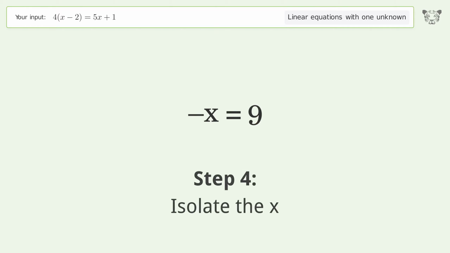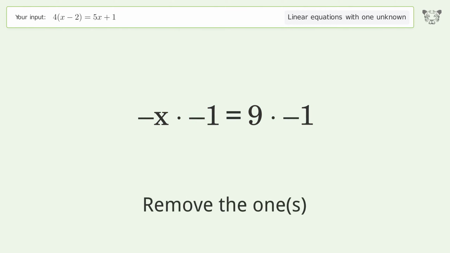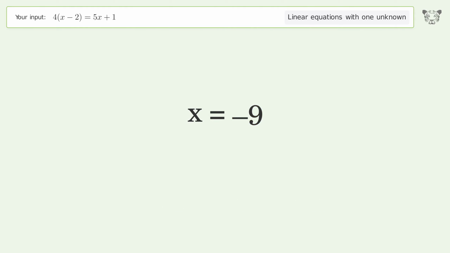Isolate the x. Multiply both sides by -1. Remove the ones. Simplify the arithmetic. And so the final result is x equals -9.